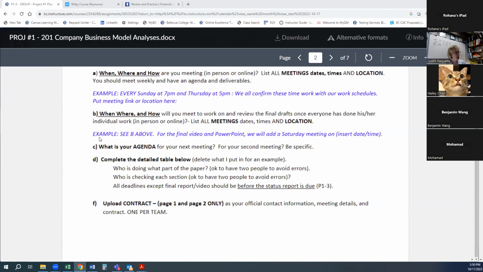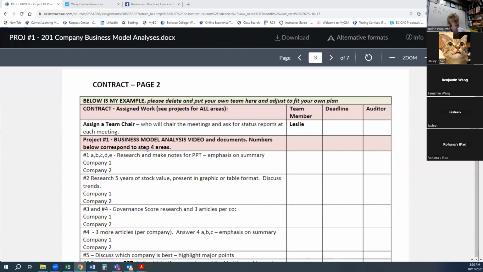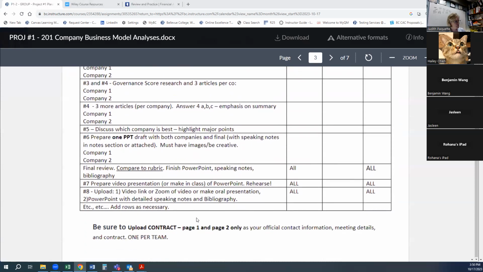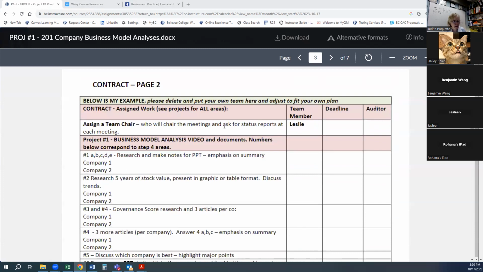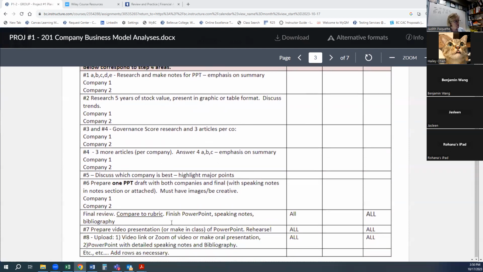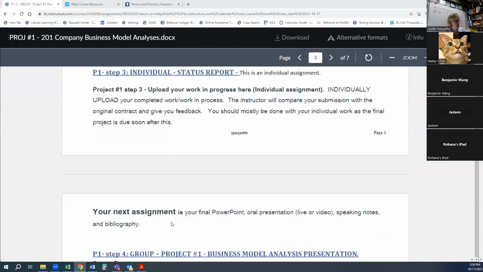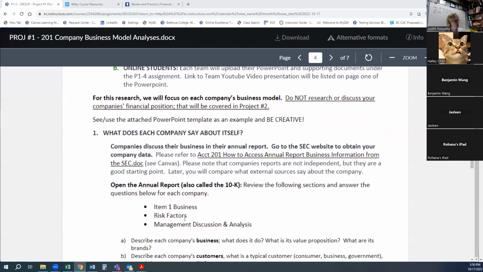Thank you. And then your agenda, and then your detailed table is you assigning all these tasks for project 1. So I listed the tasks. Make somebody your chair, and they can be kind of the point person, and then research and make notes on the business model, stock value, governance score, and so forth. And here's the detail of each of those sections.